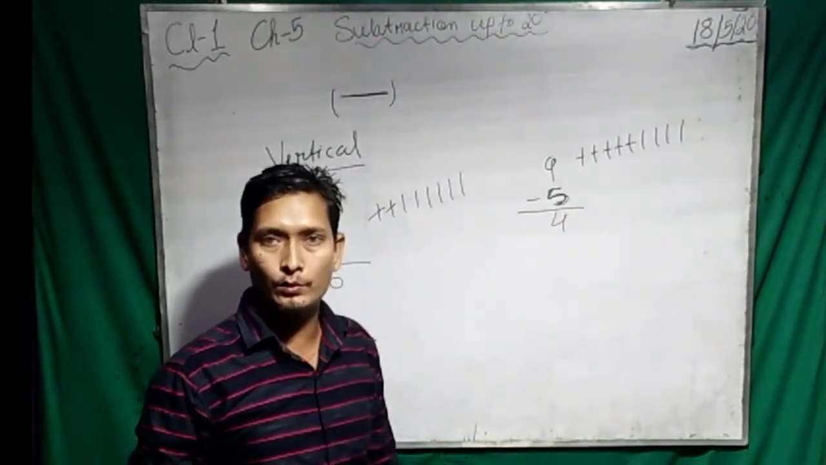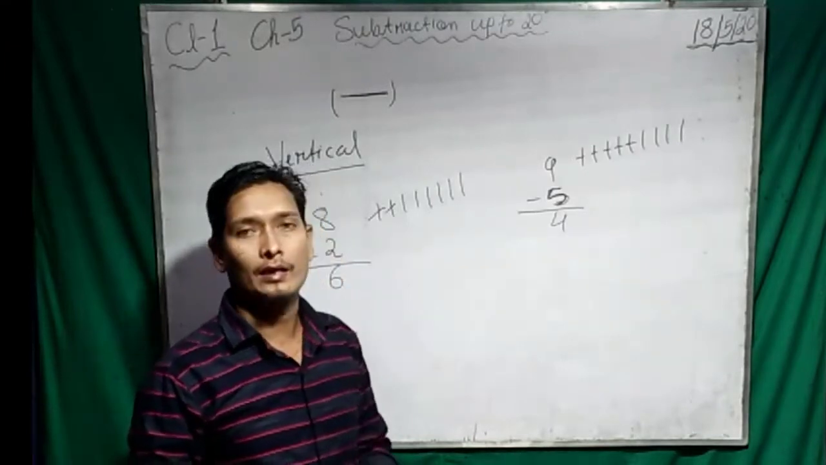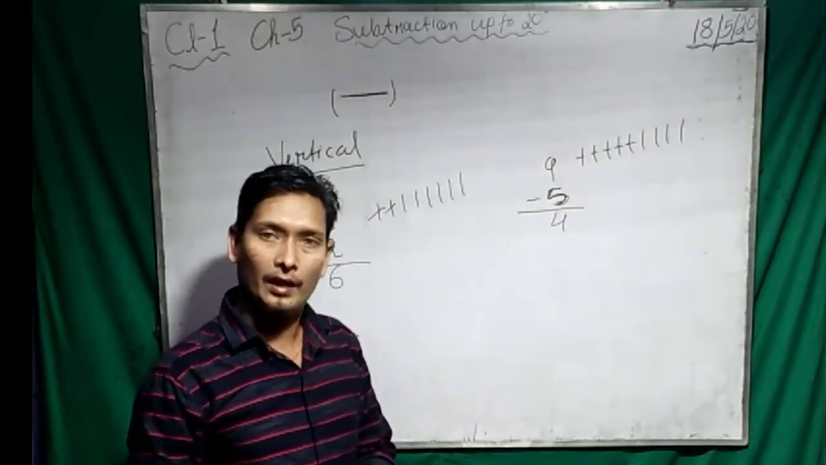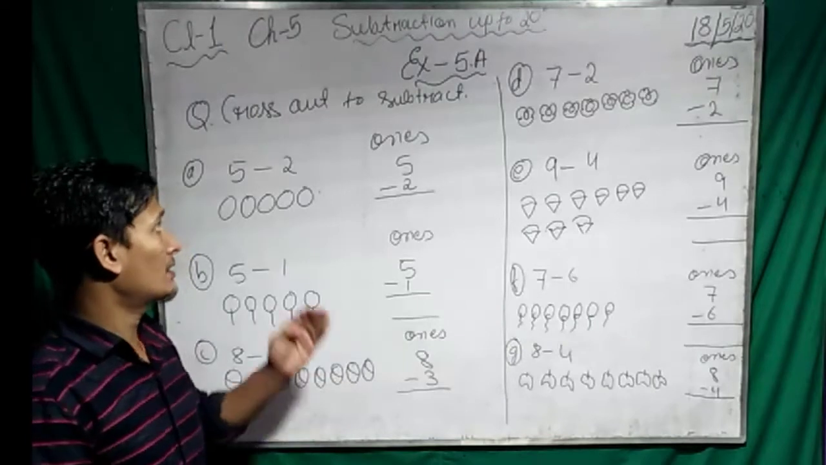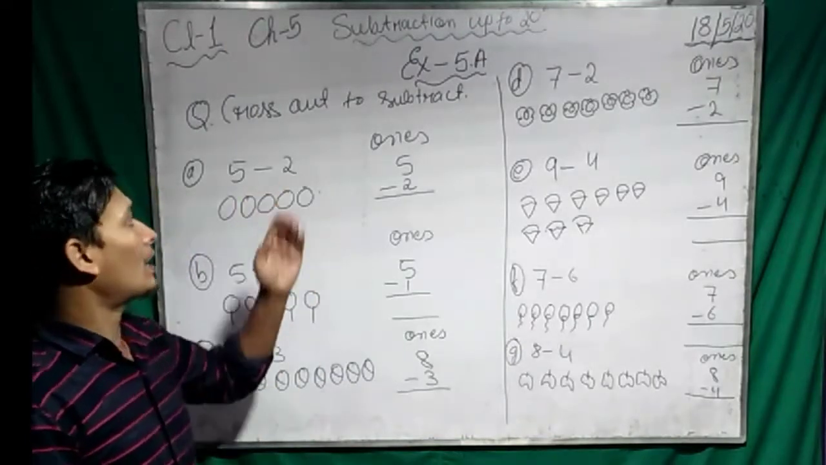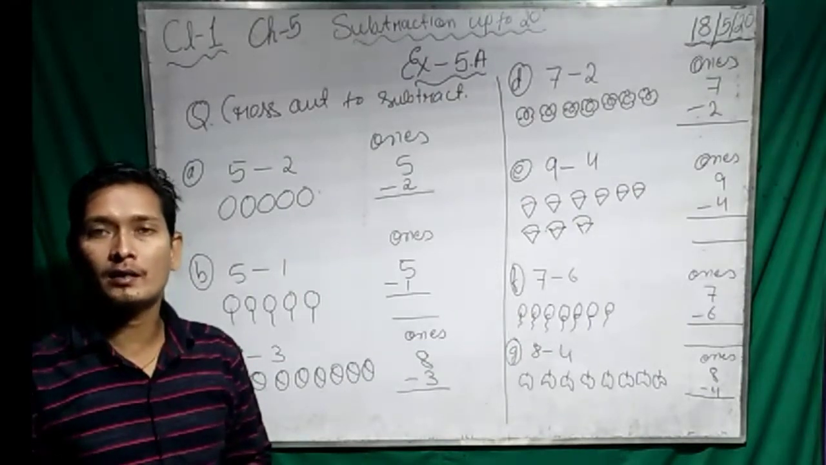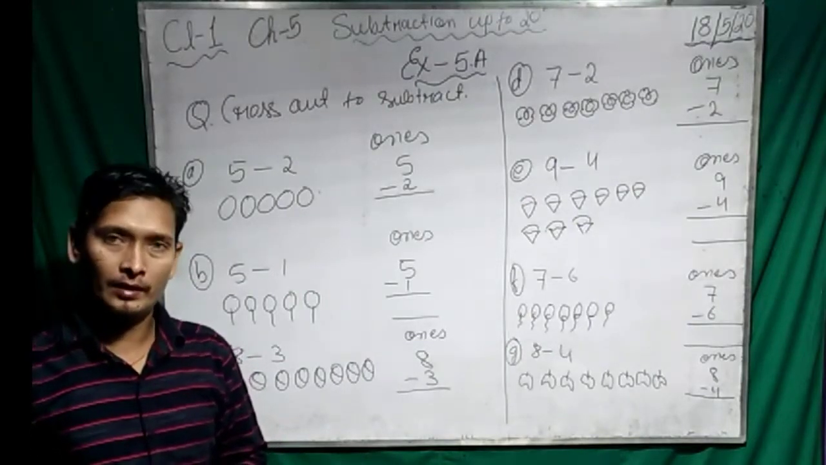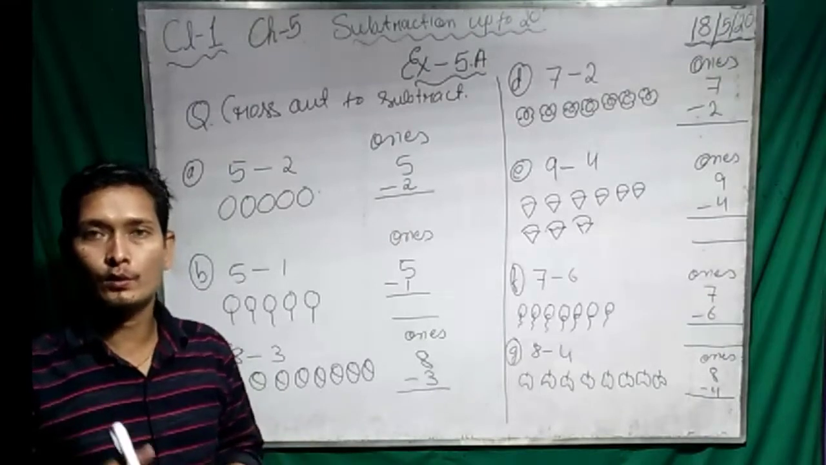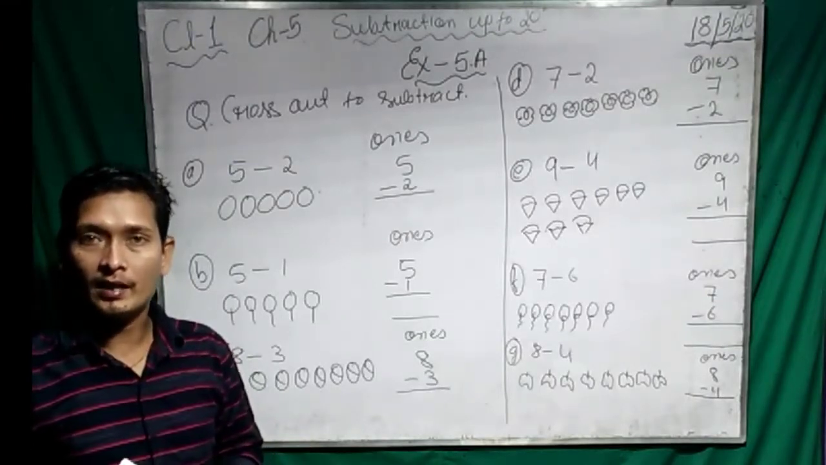Now, clear children, how to do it? Okay, so let's start our exercise 5A. Cross out to subtract means here we have to put the cross mark to get the answer. Clear children? We will cross out to get the answer.